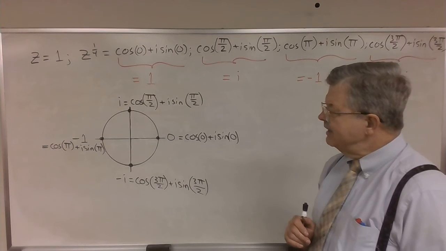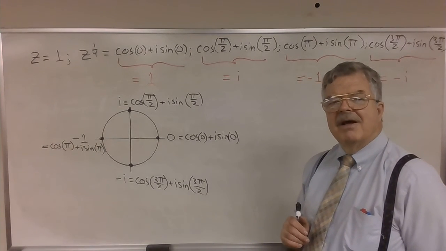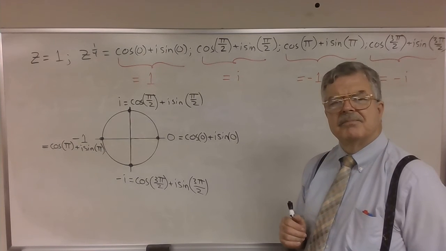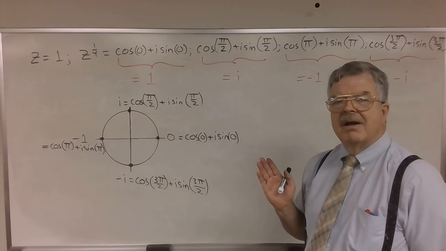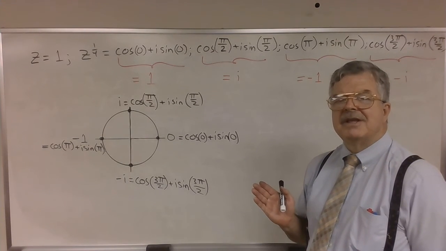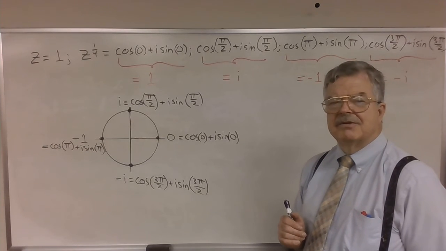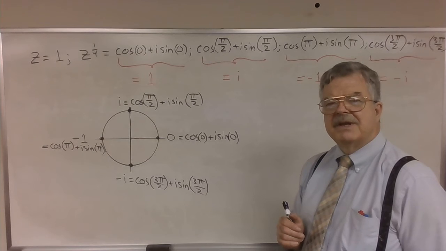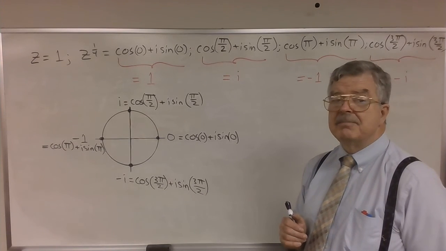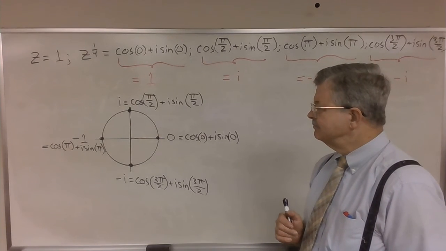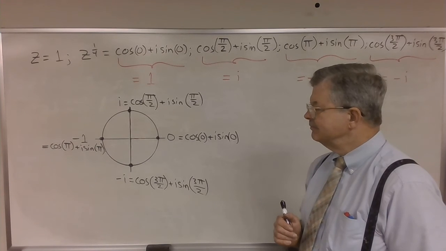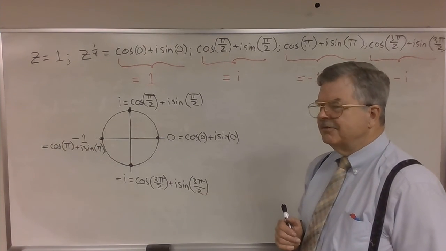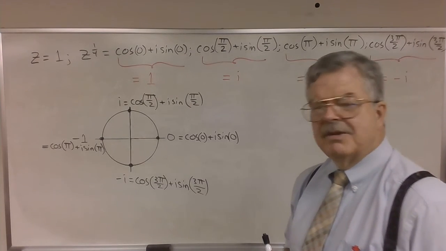I always liked this result. The nth roots of 1 are spaced evenly around the unit circle. And I guess we can actually do even a little bit better than that. Let's see what we can do.